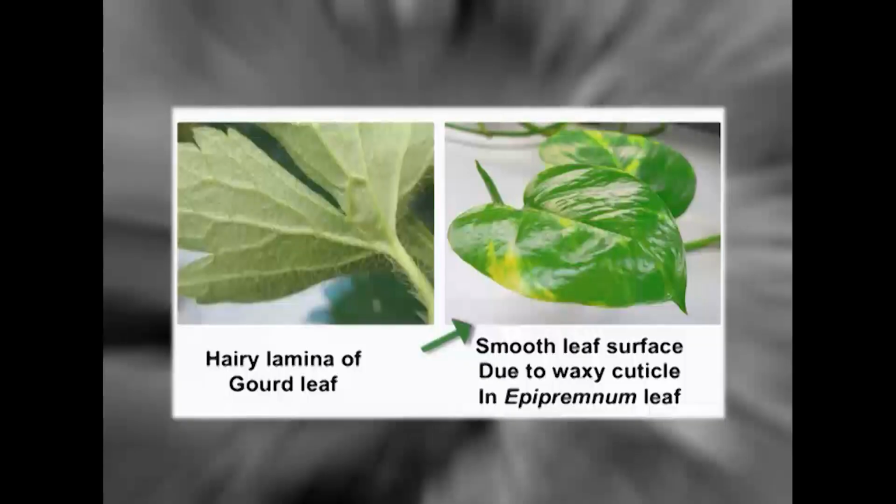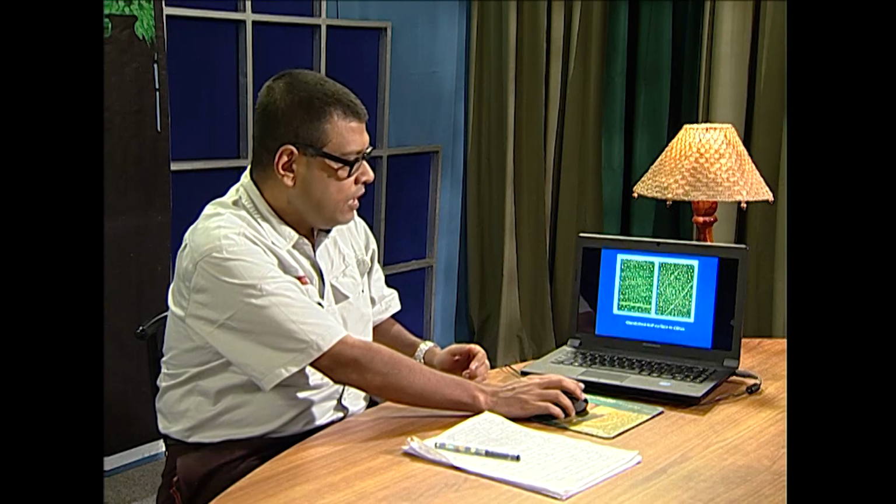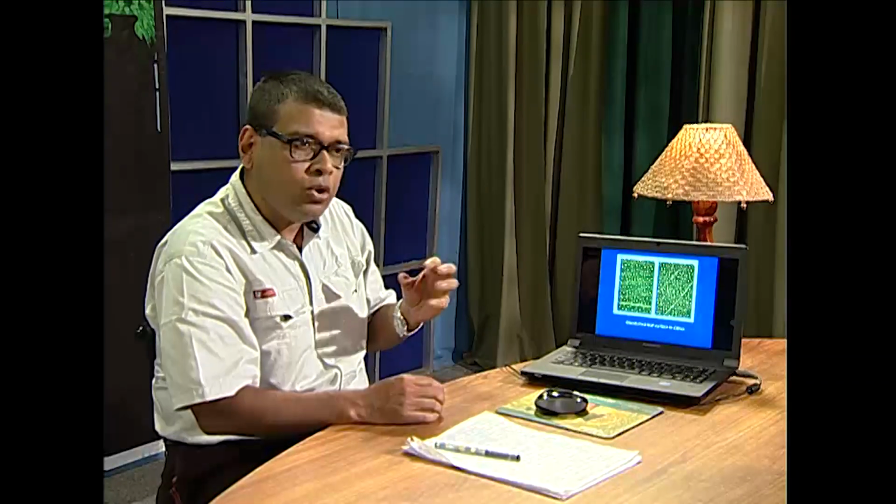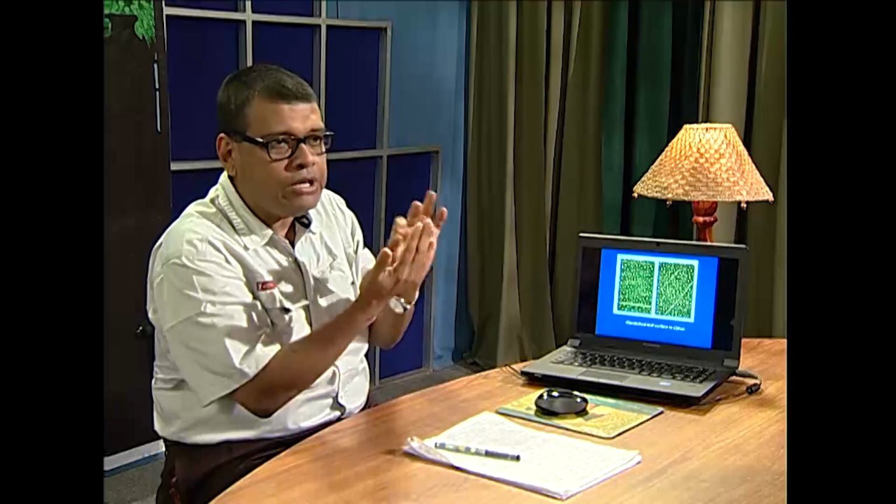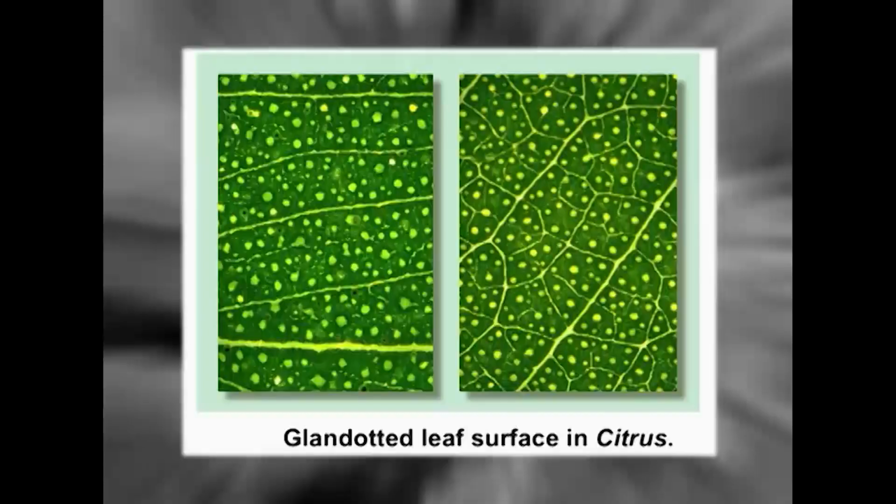Okay. Now, the surface of the leaf can be of different types. It can be smooth, as you can see in this Epipremnum leaf, where it is smooth because of the waxy cuticle. Sometimes there may be small hairs on the leaf surface, so it is hairy, rugose hairs as in gourd leaf. Sometimes it can be gland dotted, meaning there will be minute glands located on the surface of the lamina, and this gland dotted leaf can be tuberculate, or at the same time it can be varicose.